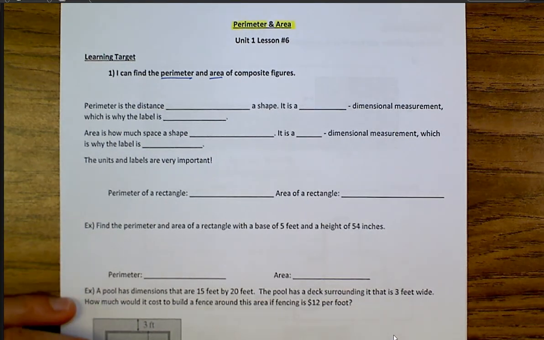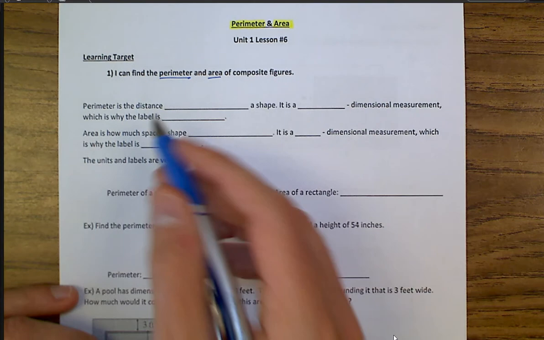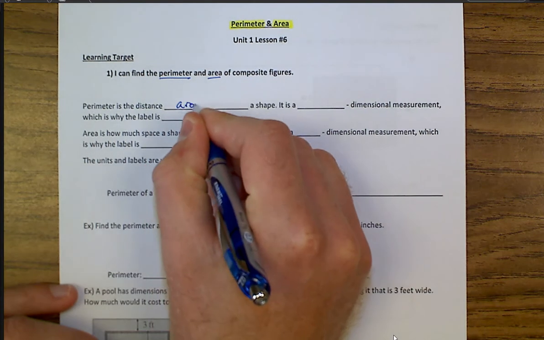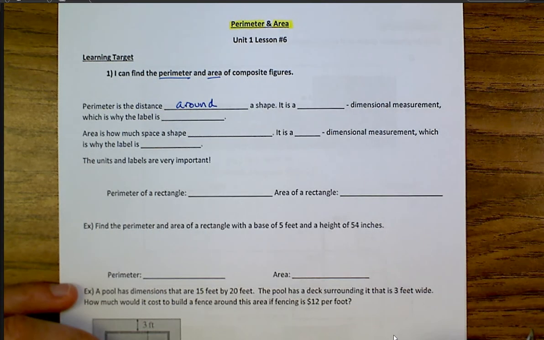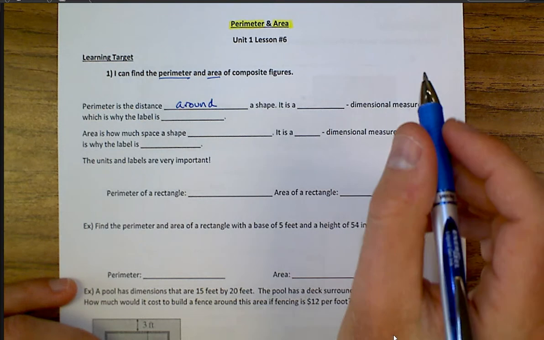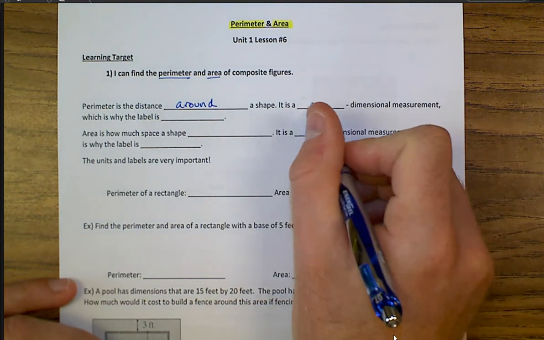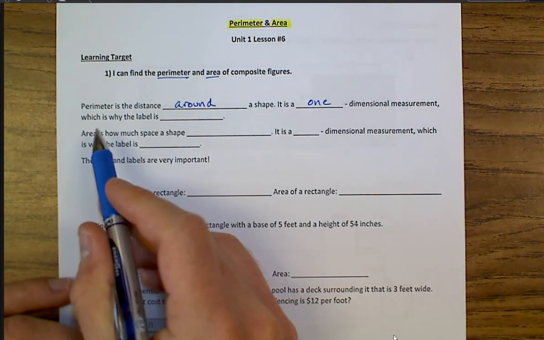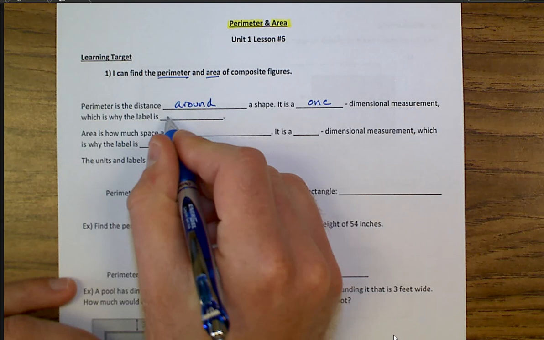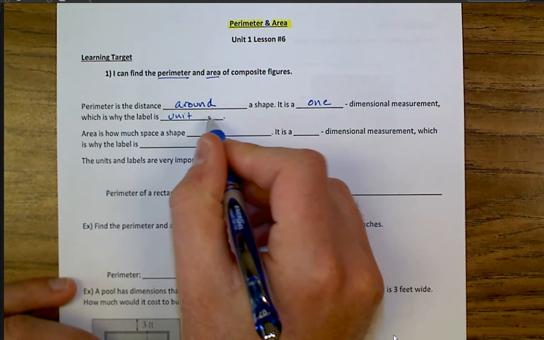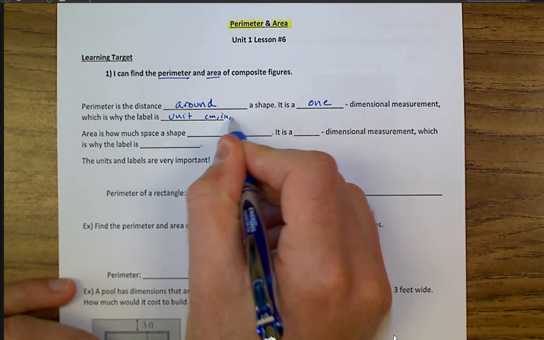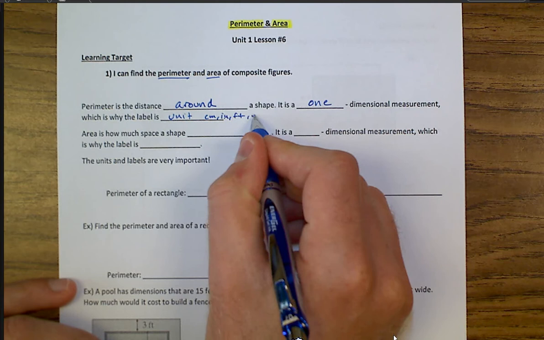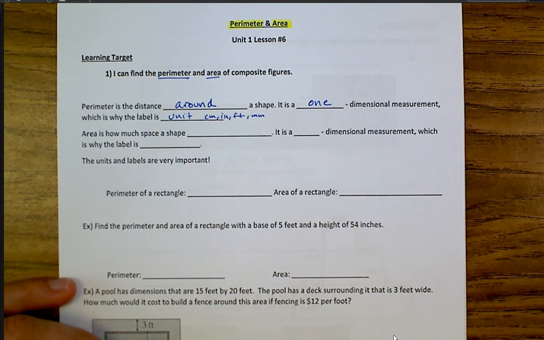But essentially, perimeter is the distance around a shape, okay? It is one-dimensional. Therefore, we just call the label units. So you could have centimeters, inches, feet, or millimeters, right? We don't square those. There's just centimeters, feet, inches, depending on what unit it is. We just find them in units.